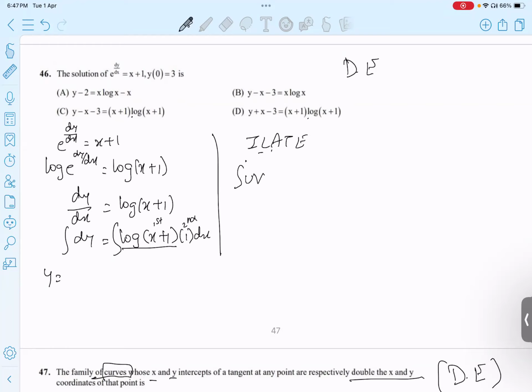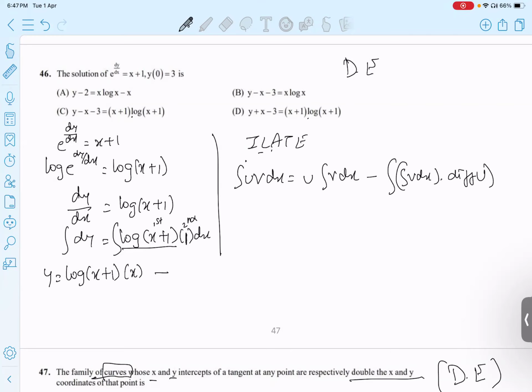So the integral of u into v, or first into second, is given by u times integral of v minus integral of v into differentiation of u. Okay, this was the u into v formula, which is called integration by parts. So now keep the first function as it is, integral of the second function, that is integral of 1 is x, minus integral of x into differentiation of log, that is 1 by x plus 1, into dx.